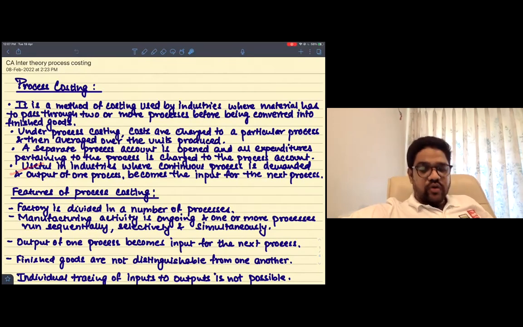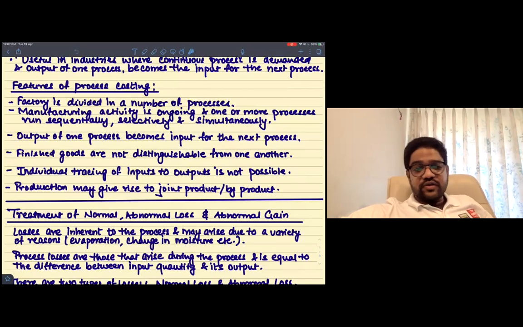And where is it useful? What kind of industries is it useful in? Okay, so we have that. Then we have the features of process costing. The features are something that I would want you to remember, because there's a fair possibility of this being asked.